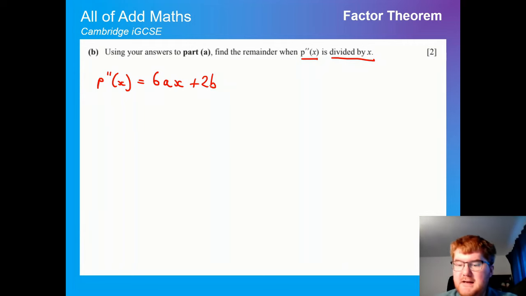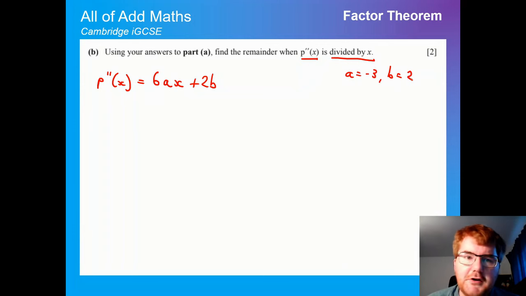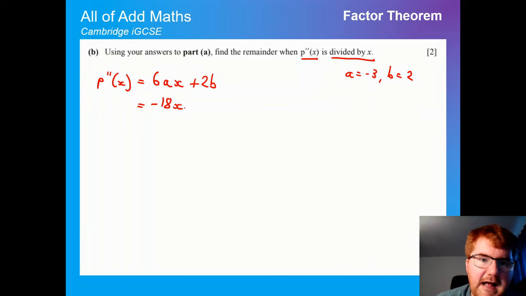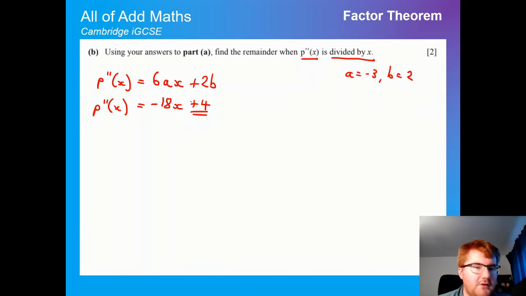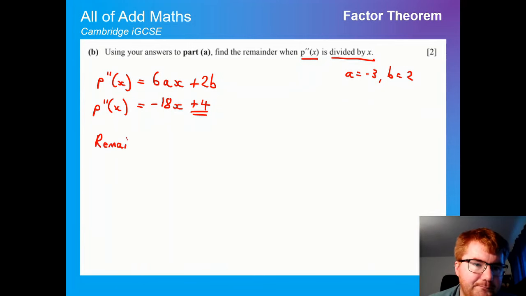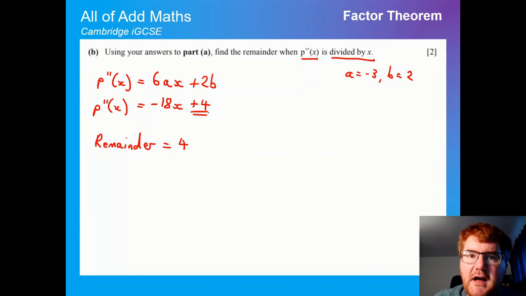Now remember, we worked out a and b in the very last question here. So a is minus 3, b is equal to 2. So now I'm just going to pop those in at this point. Again, I could have done that earlier. So a is minus 3, 6 times minus 3 is minus 18. And 2 times 2 is equal to 4. And now it takes a little bit of understanding here. So if I divide through by x here, what happens is the remainder will be whatever's left over here. So this plus 4. So all we need to do, write down, is just that remainder is equal to 4. Because x goes into this exactly, what will be left over? Well, the plus 4 on the right-hand side.